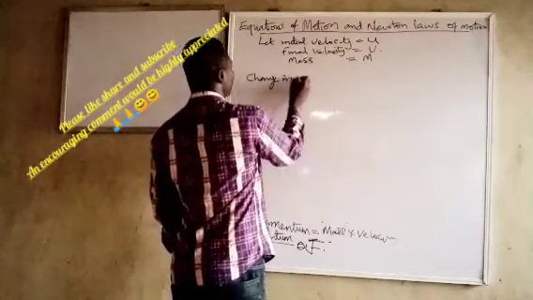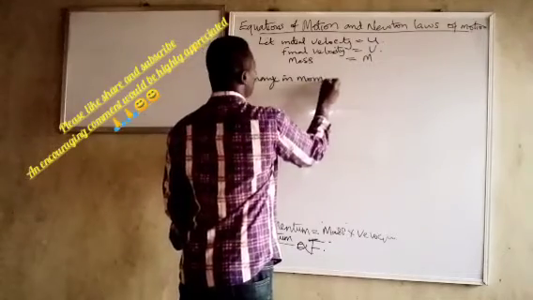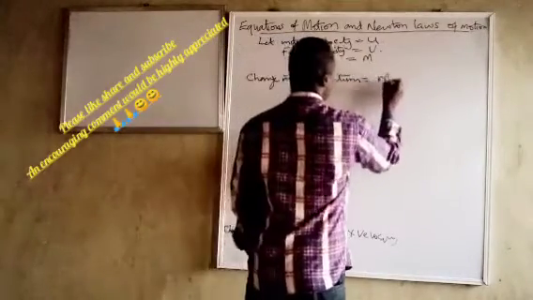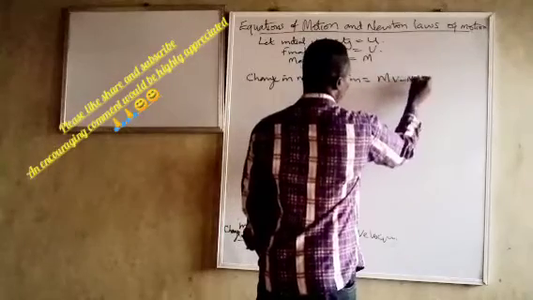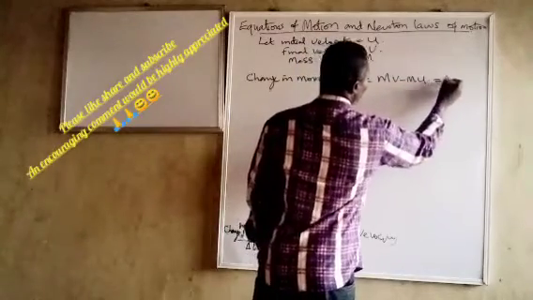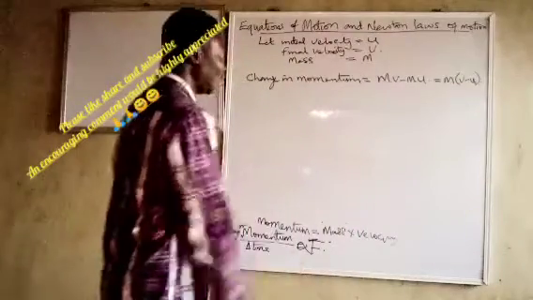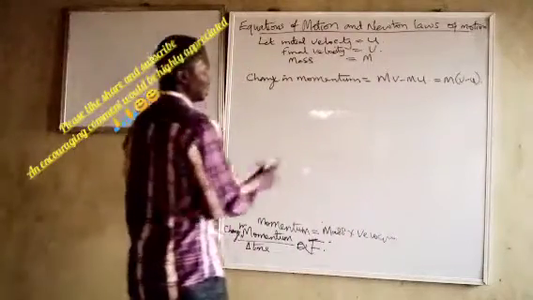Change in momentum is equal to mv minus mu, which is m into v minus u. The mass is not changing since the body does not shatter.